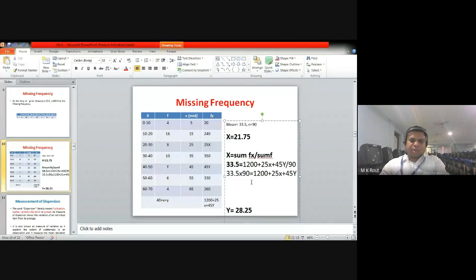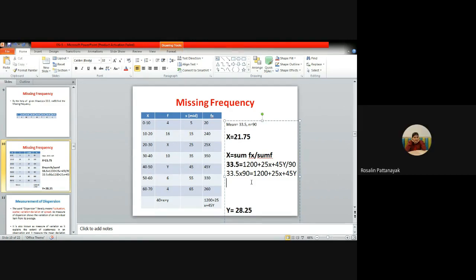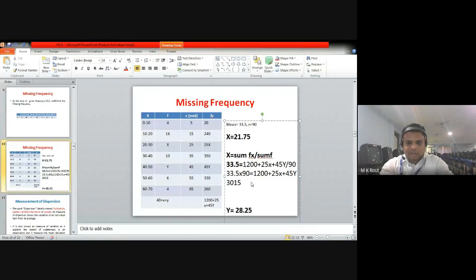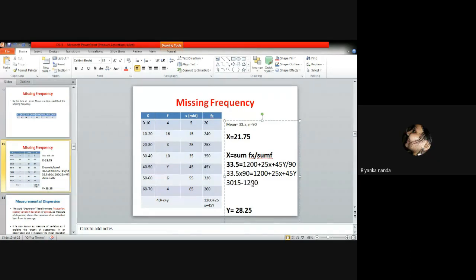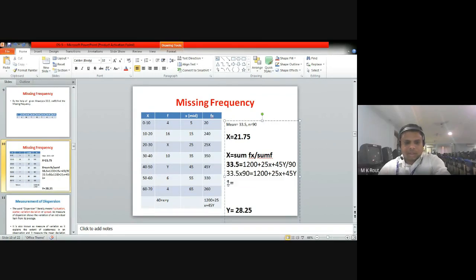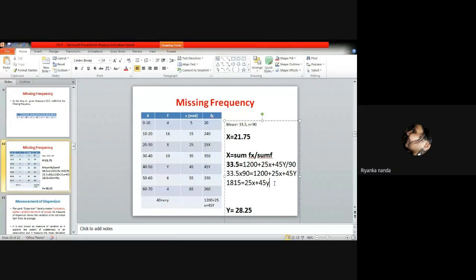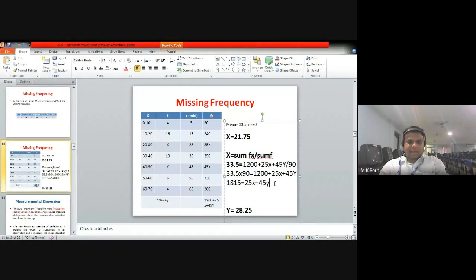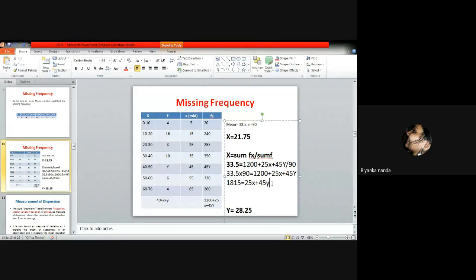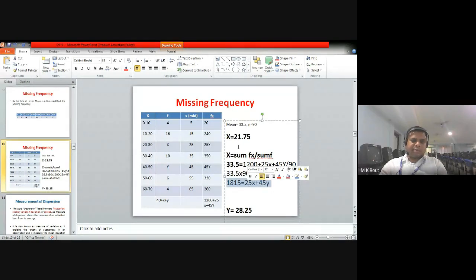Now it is easy to simplify this one. Try to simplify this one. What is the value of 33.5 into 90? 3015. That equals how much? You can subtract 1200. 1815. I just write here 1815 equals 25x plus 45y. Okay. In this case, it is easy to take common 5, or you could directly simplify with equation 1, that is x plus y equal to 50.